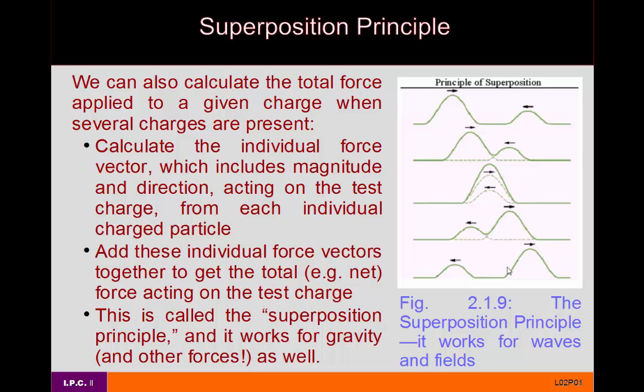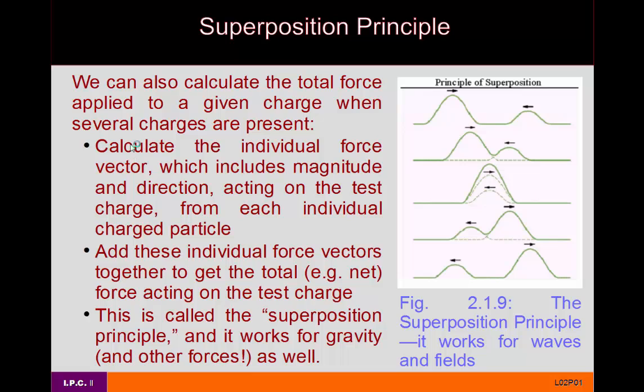Then as they pass through each other, the little wave that started here moving this way is now here moving this way, and the big wave is now moving this way. They don't totally destroy each other. They don't permanently add together. They just add together for the period when they're overlapping.